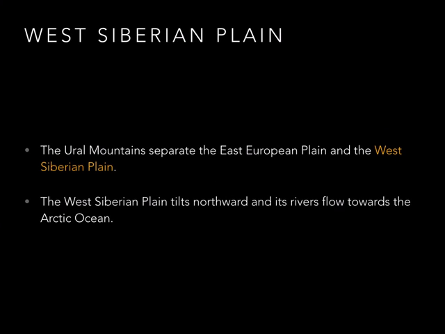West Siberian Plain. The Ural Mountains separate the East European Plain and the West Siberian Plain. So as you travel east in Russia, you go from the East European Plain and then across the Ural Mountains and then to the West Siberian Plain. This plain tilts northward, and so its rivers flow toward the Arctic Ocean.